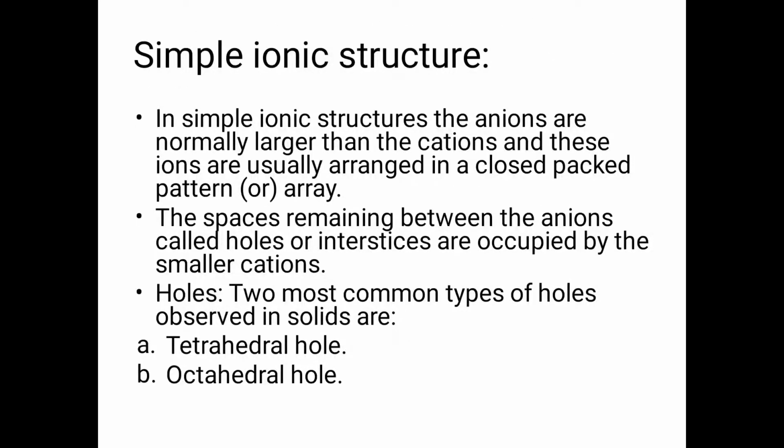Example nito is, in simple ionic structure natin or the anions, meron siyang larger na structure than the cations and they are closely packed. And then, yung spaces naman between anions ay tinatawag nating holes or interstices. Makikita nyo later ang example nito. And meron siyang dalawa, yung hole sa anion, we have tetrahedral and octahedral hole.